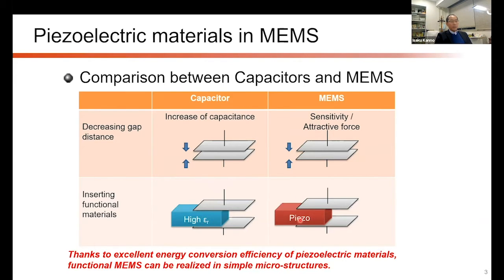But if we insert the piezoelectric material between the electrodes, the actuation performance and sensitivity are drastically improved, because of the excellent energy conversion efficiency of piezoelectric materials between the mechanical and electrical domains. It's independent of the size and dimensions of the piezoelectric materials. So functional MEMS devices can be realized even with a very simple microstructure. That is one of the important features of piezoelectric material in MEMS.